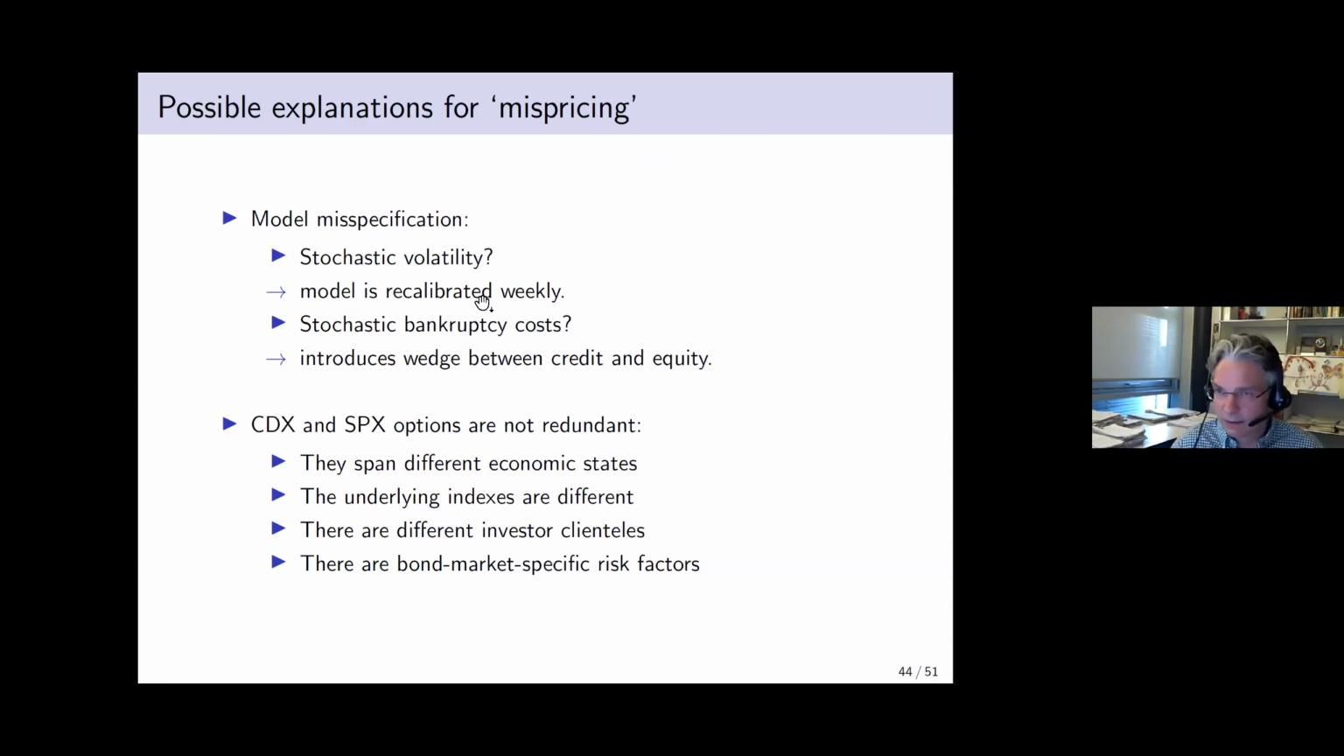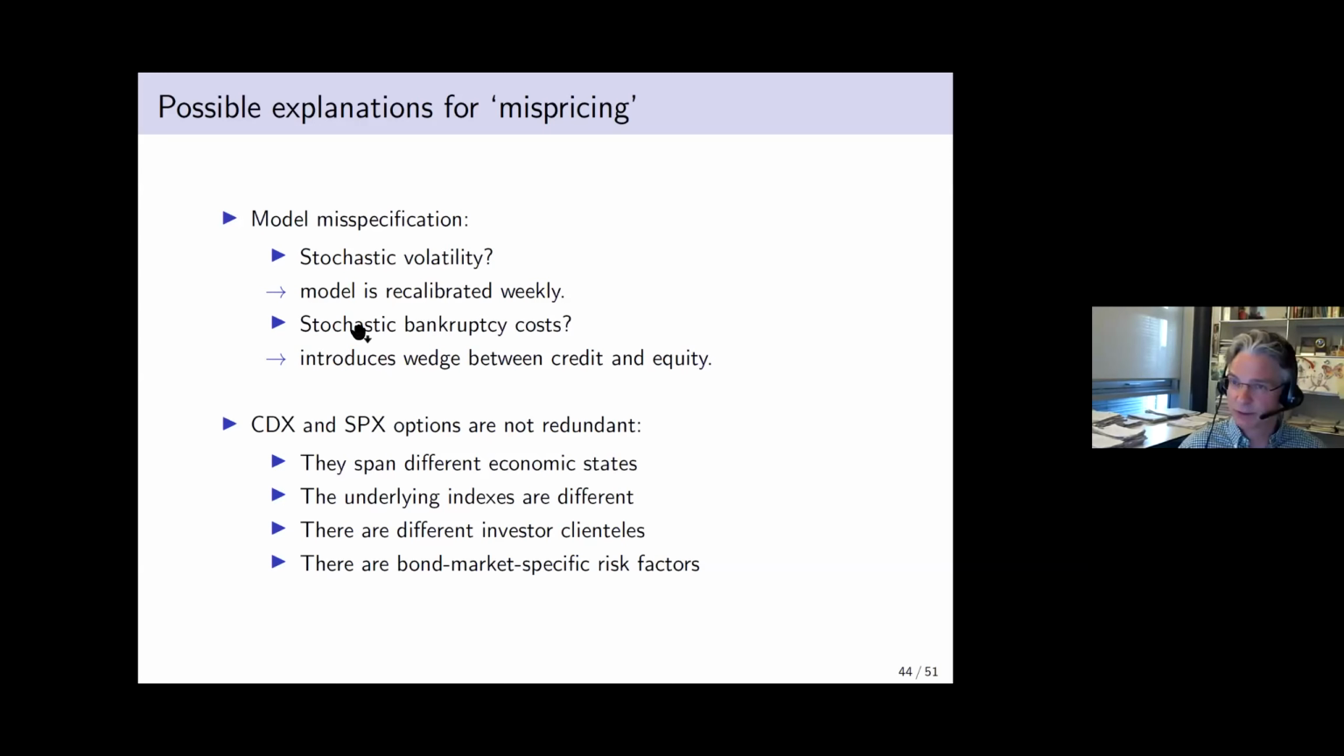But in our view, adding stochastic volatility will probably not help much, because our model is recalibrated weekly. And what you really need is, you need to find a way to introduce a wedge between the credit implied volatilities and the equity implied volatilities, remembering that both the credit default index and the equity index, they're both options on the same underlying asset value. So something that will make the underlying equity more volatile is highly likely in most structural models to also make the underlying bond index more volatile. So you need something that's able to introduce a wedge between the two.